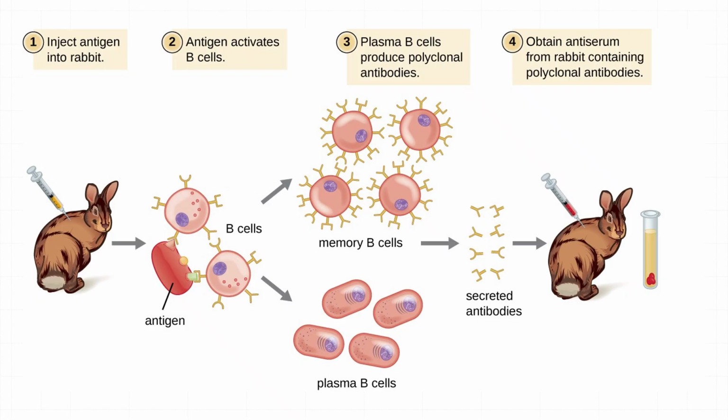So after clonal expansion, activated B cells undergo differentiation into two distinct populations. Some activated B cells differentiate into long-lived memory B cells. In the diagram, these are depicted as the larger rounded cells with antibody-like receptors still present on their surface, and memory B cells do not actively secrete antibodies.